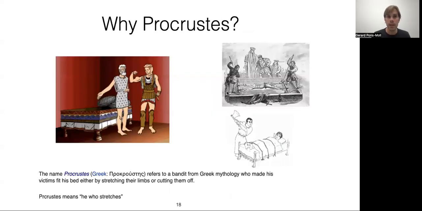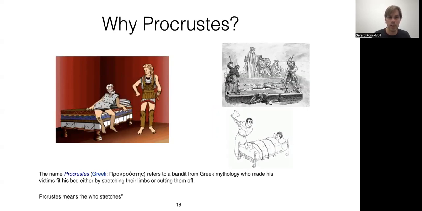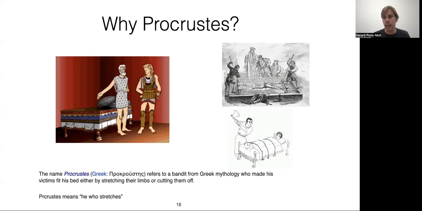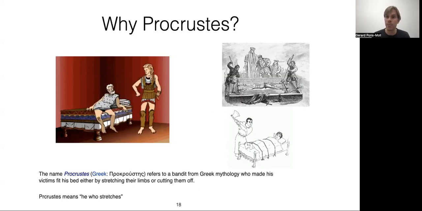And this is known as the Procrustes alignment problem. And you might wonder where this name comes from. Procrustes refers to a bandit from Greek mythology. Procrustes means he who stretches, and Procrustes offered hospitality to people who passed his home, and he gave them a room and a nice bed to sleep in.